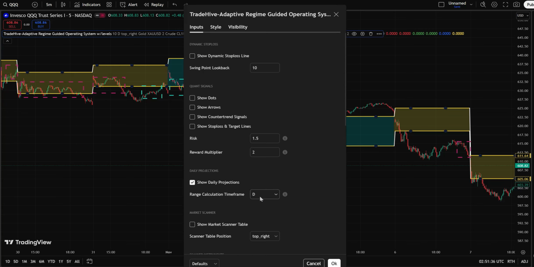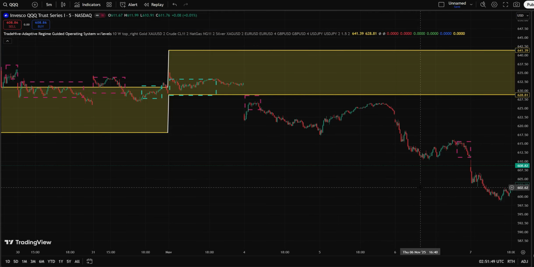Now, here what we were doing is, this range projection was set as D, which means it is the daily range. But when we are starting trading for the week, this can also be a weekly range. If I change this to W, this becomes your weekly range.